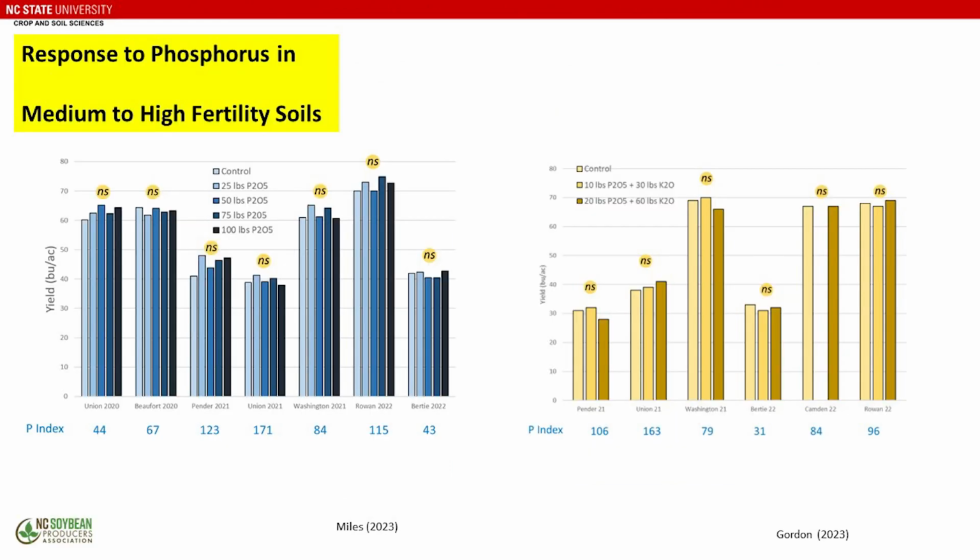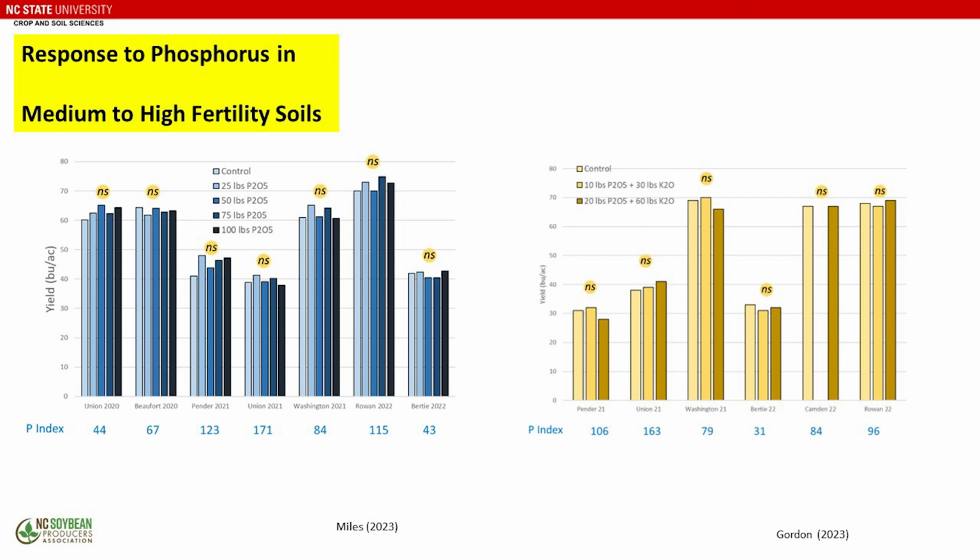But we have some other situations where we start with a higher phosphorus index. Here we are going from 43 up to 170. And remember, 50 is our number at which we should stop applying. In none of them did we have a response, across different counties, different years, and different rates of phosphorus. Why? Because we had high fertility. Remember, a good fertilization program means I need to apply if I have low fertility.